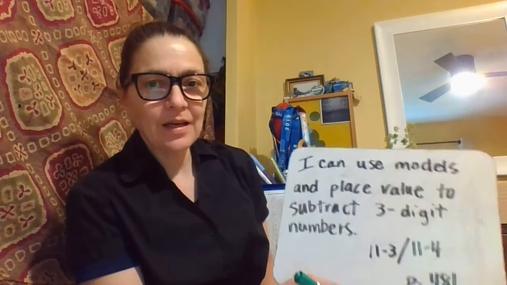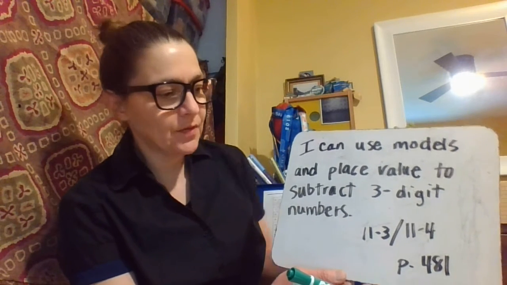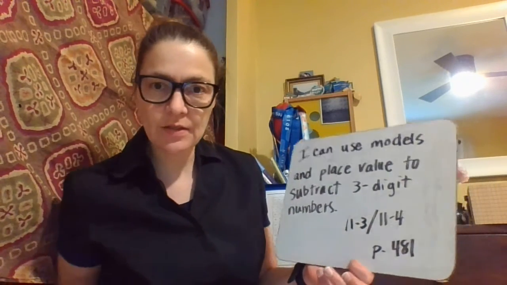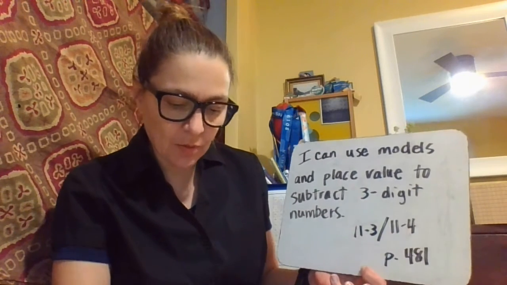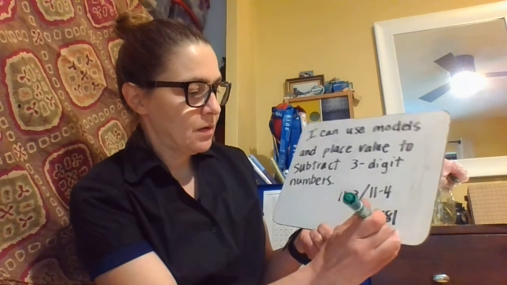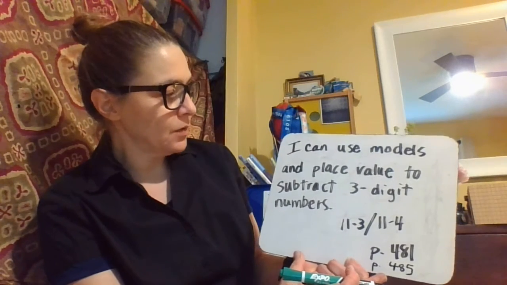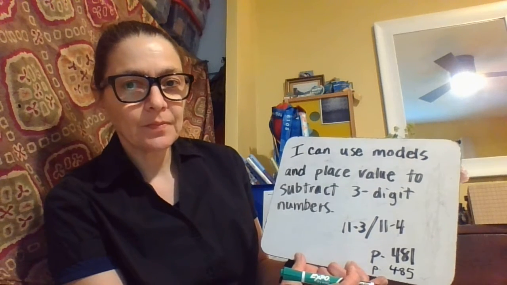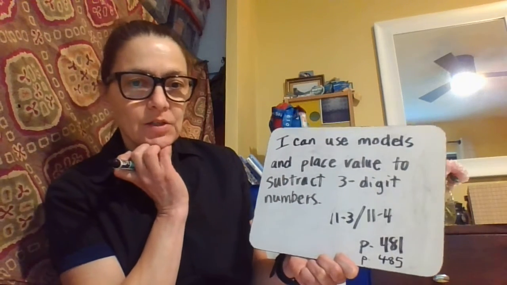Here is the I can statement, and it's a little different than the one on 11.3, page 481, but it is the I can statement for 11.4. So if you want to flip right to 11.4, it's on page 485. You can read it with me. I can use models and place value to subtract three-digit numbers. One more time. I can use models and place value to subtract three-digit numbers.